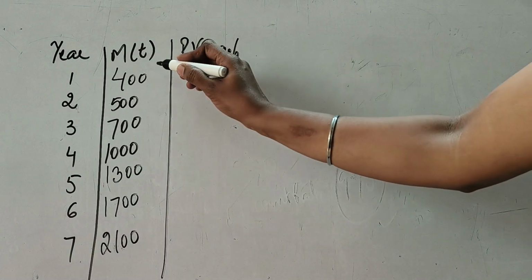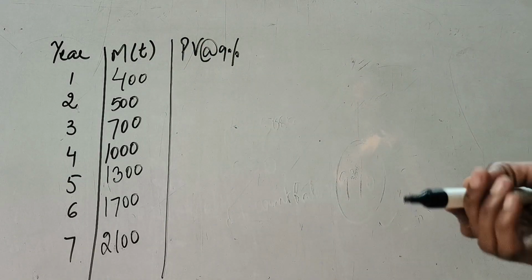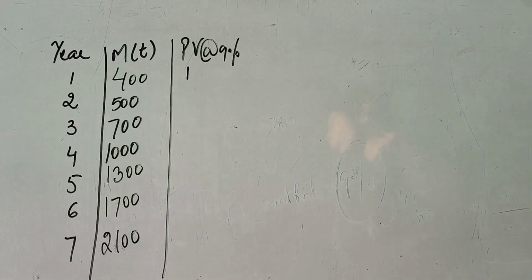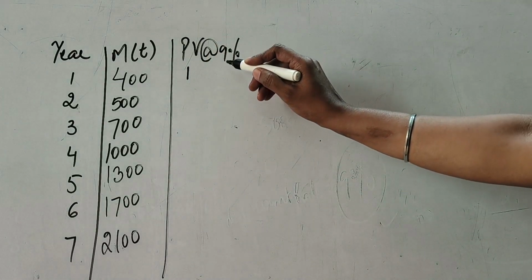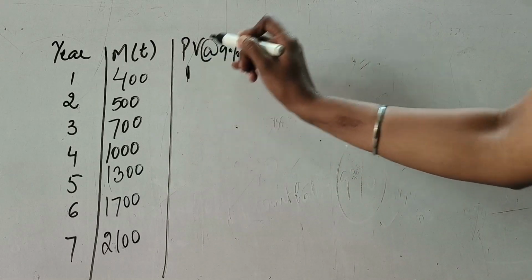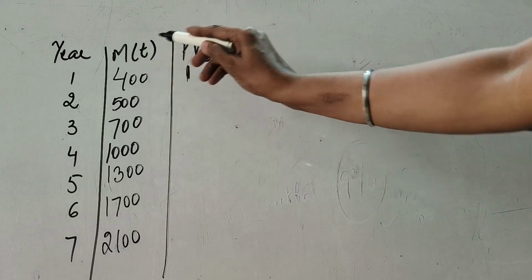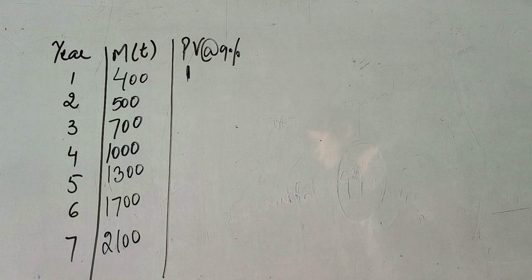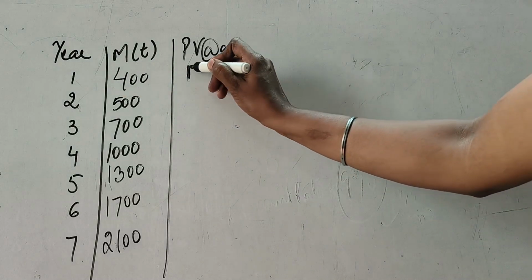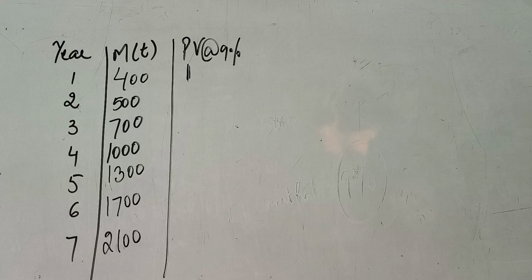For the first year, if the maintenance cost has been incurred in the beginning of the year, the PV value is always considered to be 1 for every percentage, whether it is 9, 10, 11. In the first year it is taken to be 1 only when the maintenance cost is incurred in the beginning of the year. If nothing has been given in the question, you can assume that the maintenance cost has been incurred in the beginning of the year. So in the first year we consider this value to be 1.